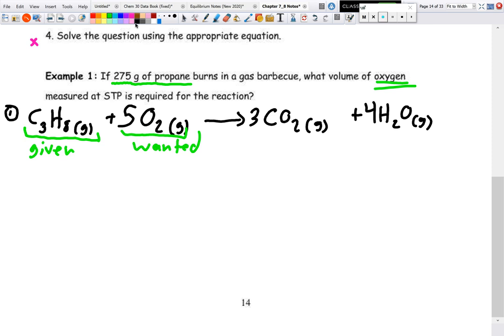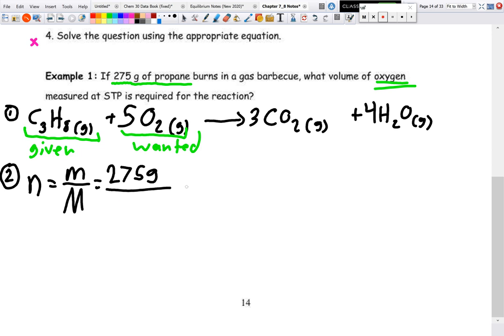So I have my substances highlighted. Now step 2 is always finding the number of moles of our given substance. Because we are given 275 grams of propane, the number of moles is equal to the mass divided by our molar mass. So we have 275 grams of propane divided by the molar mass.